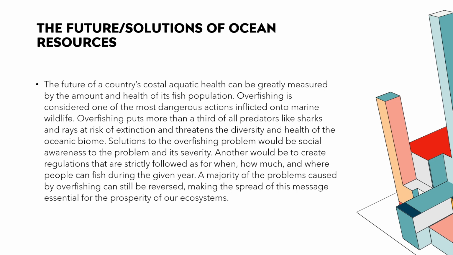Another would be to create regulations that are strictly followed as to when, how much, and where people can fish during the given year. And as a majority of the problems caused by overfishing can still be reversed, it's important to make the spread of this message essential as the prosperity of the oceans wanes.